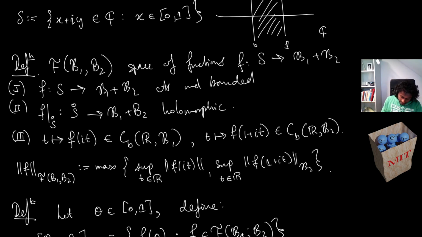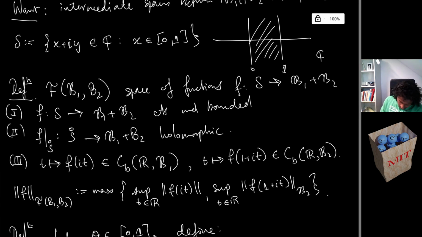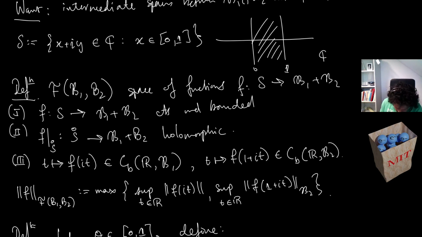Yes, so the point is that I want to look at functions. How do you know, for instance, that if you take t, intuitively what this is saying is that all of 0 should map to B1, all of 1 should map to B2. So a priori, you just know that it's a function that lands us in B1 plus B2. So the important part of this condition is really that t mapping to f of it is in B1, and t mapping to f of 1 plus it is in B2. That's all that this is saying.